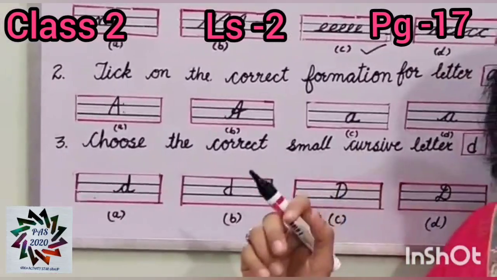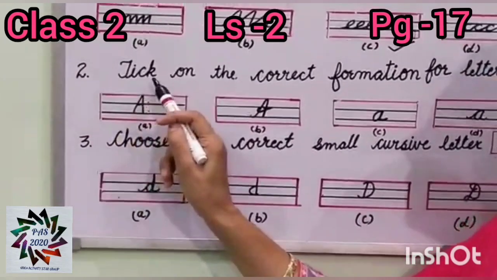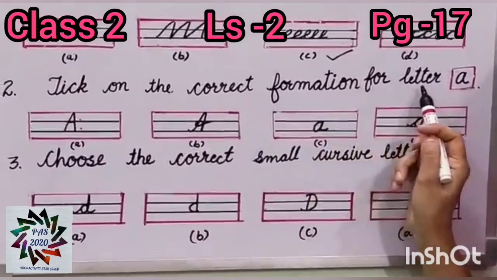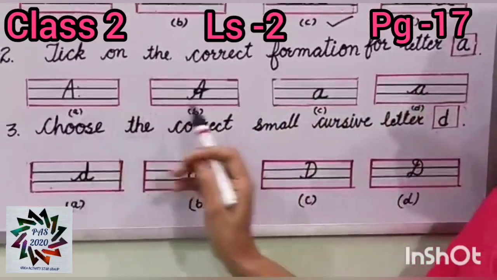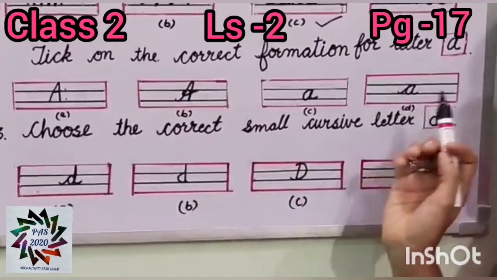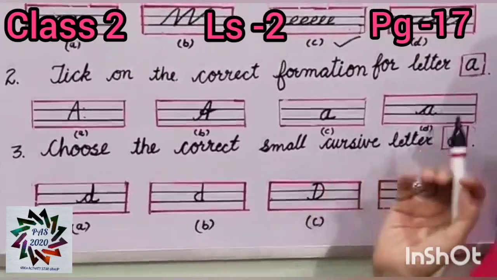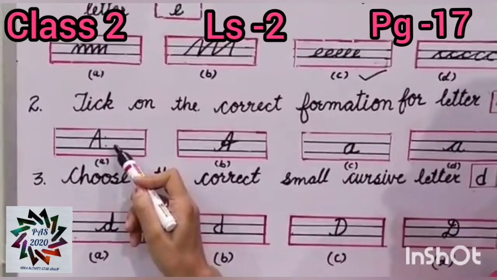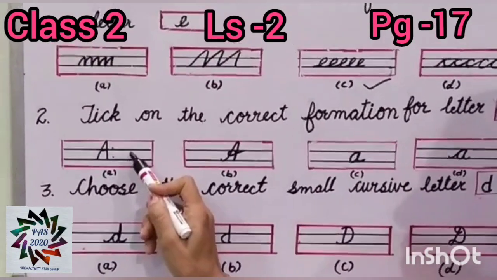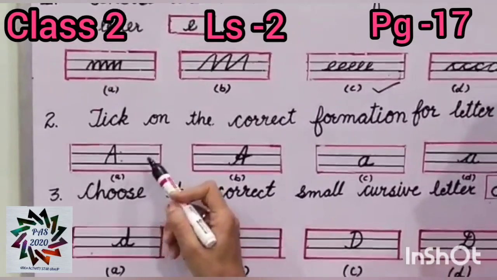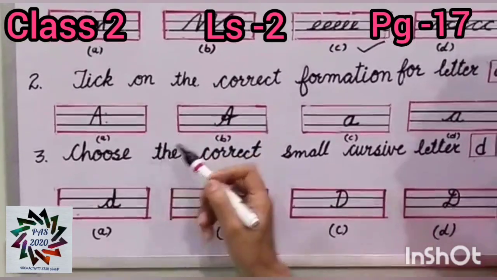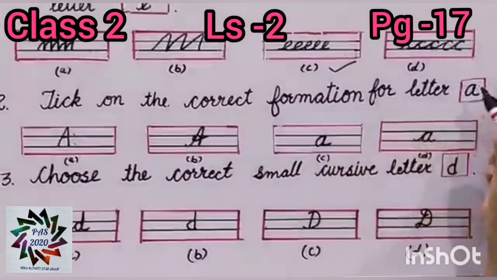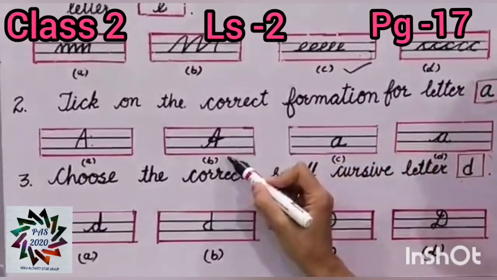Now, come on the second question. Tick on the correct formation for letter A. There are four options given to you. You have to choose the correct one. So, let's see the first option A. Capital A is written, but it's not cursive because our lesson is based on cursive writing. Second one, it's cursive, but we are talking about small a, so it's a wrong option.